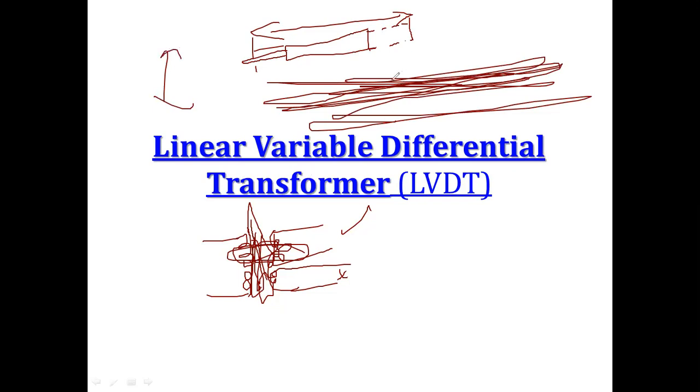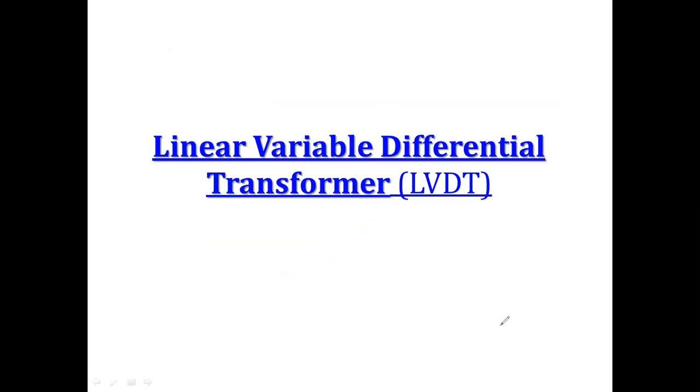So the displacement is going to be converted into voltage here now. Displacement is a physical quantity and voltage is an electrical quantity. So it satisfies the definition of the transducer, which converts a physical quantity into an electrical quantity. So that is called LVDT. We are going to call that one LVDT.